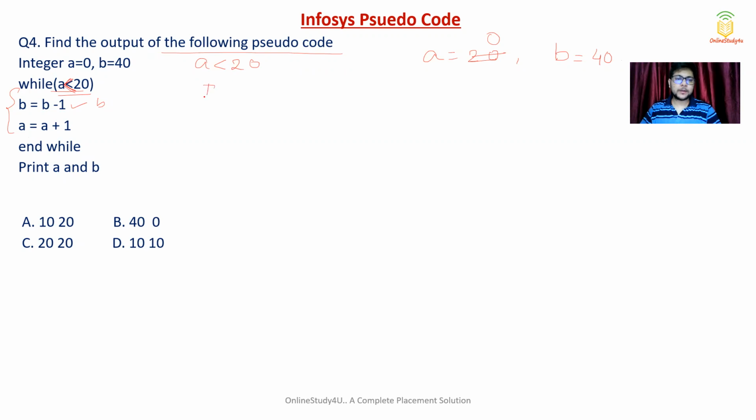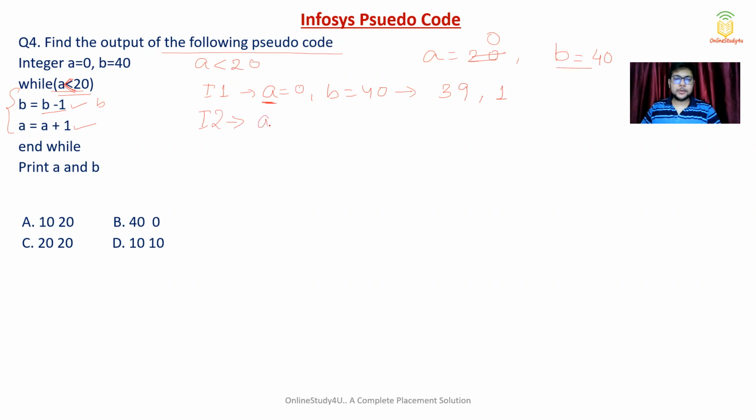So in iteration 1, a is 0, b is 40. I'll check if a is less than 20. Is a less than 20? Yes, it is. So do what? Decrement b by the value 1, that is 39, and increment a by 1, that is 1. Let's see in iteration 2.